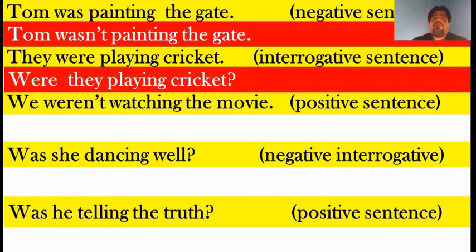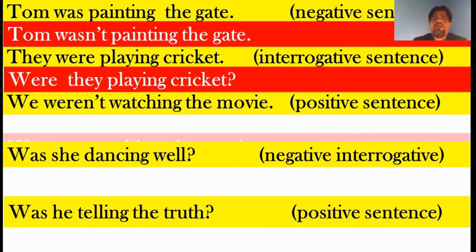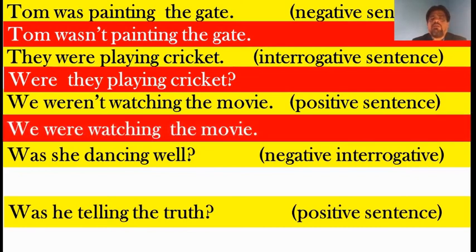Next, we weren't watching the movie. It is a negative sentence. Now we have to change it into a positive sentence. That we can do just by removing the n't form, the not form. So the answer is we were watching the movie.